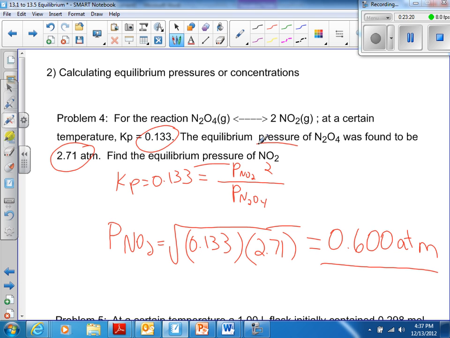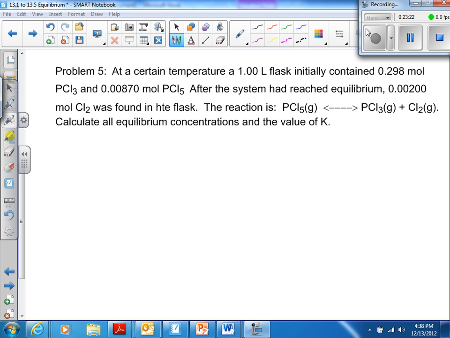All right, next problem. One quick thing. If you're given liters and moles, you have to make sure you calculate molarity first. You are not allowed to use moles in equilibrium constants. So you just have to make sure that you're always using molarity. So you have to do the moles over the liters. If we had a different number than 1 liter, it would change the molarity versus the moles.